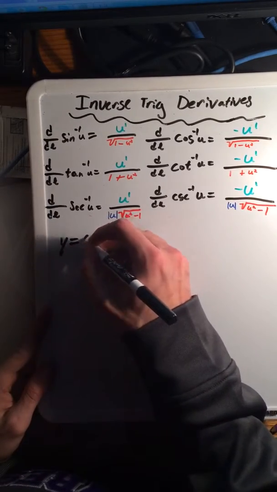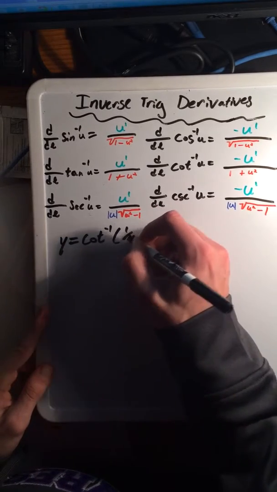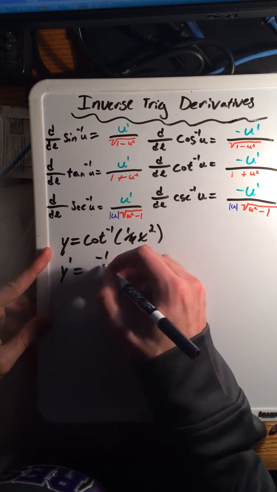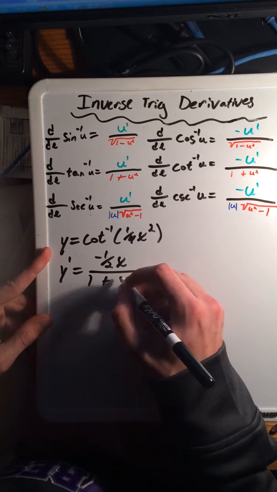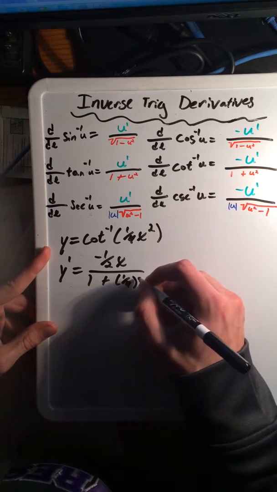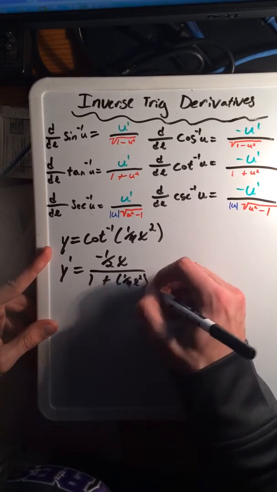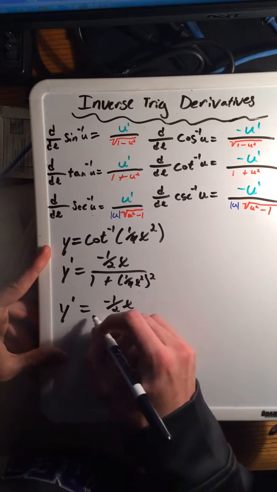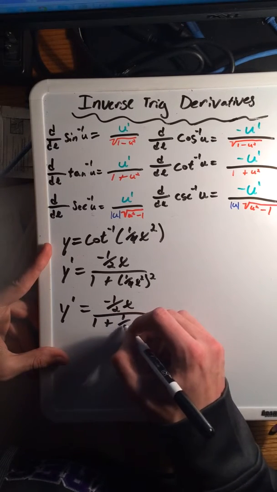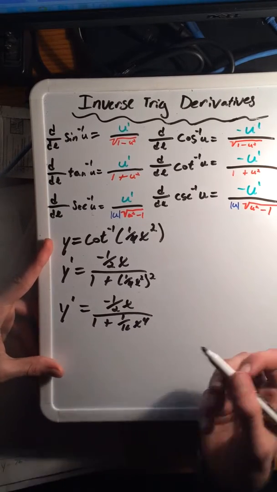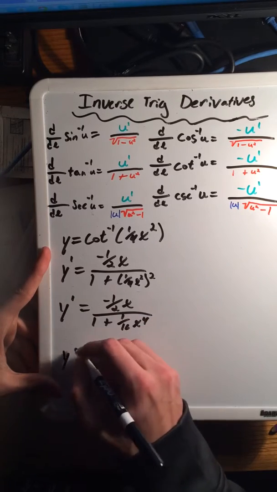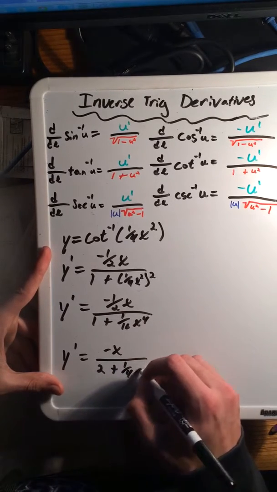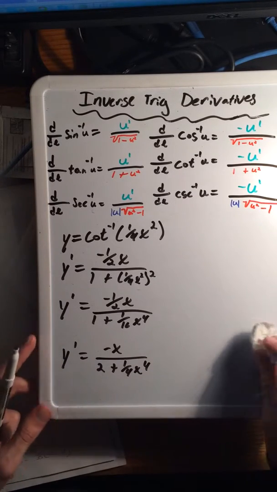y equals arccotangent of 1/4 x squared. Now to find the derivative, y prime equals negative 1/2 x over 1 plus 1/4 x squared squared. So now to simplify, y prime equals negative 1/2 x over 1 plus 1/16 x to the fourth. Now to simplify it one more time, by bringing down the 2, y prime equals negative x over 2 plus 1/4 x to the fourth. Now I'll show you arccosecant.